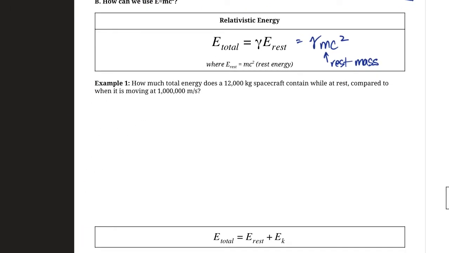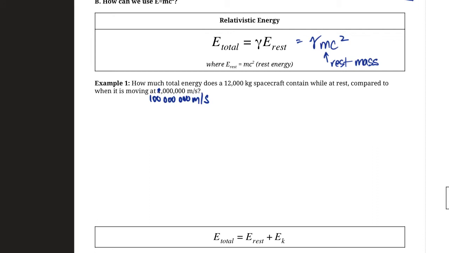So let's do an actual example. And I'm going to change this example. I'll change it for you when I give you the handout, but on here, instead of 1 million meters per second, I'm going to change it to 100 million meters per second. So we're moving at basically a third of the speed of light. It just makes the conclusions in the question come out a little bit clearer.